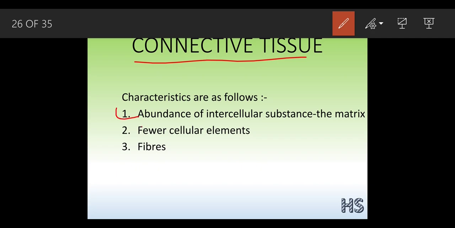There is an abundance, which means a sufficient amount, of intercellular substance, that is the matrix. What is a matrix? It's an intercellular substance inside which we can fill the substances which are essential. They are made up of few cells, and they are made of fibers. Fibers are thread-like structures.